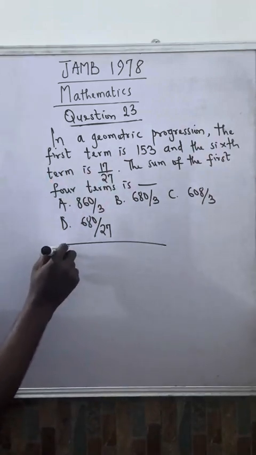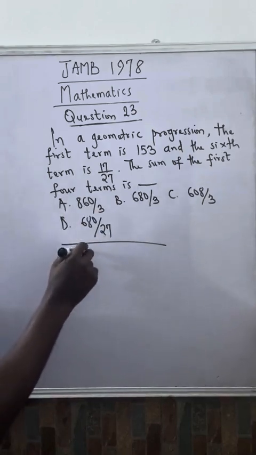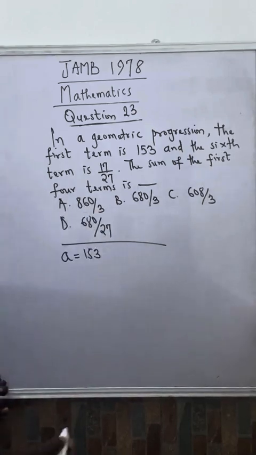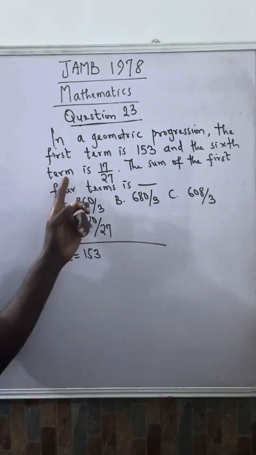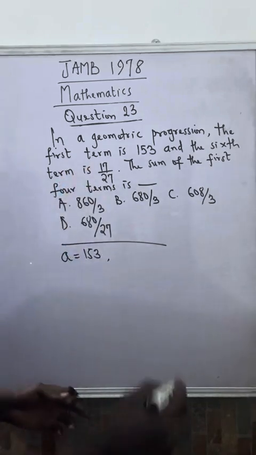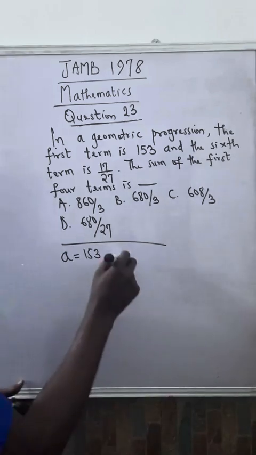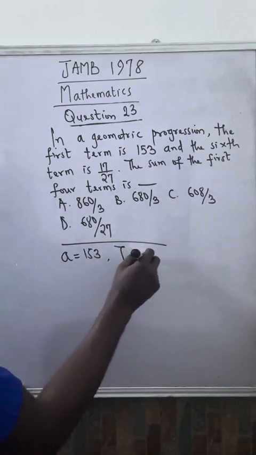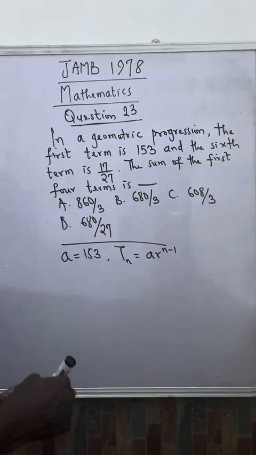Solution. First term is taken as A conventionally, and that is 153. Secondly, we said the sixth term is 17 over 27. I need to recall the general formula, the general nth term of a geometric progression. That's T sub n equal to A R raised to the power of n minus 1. This is the nth term.